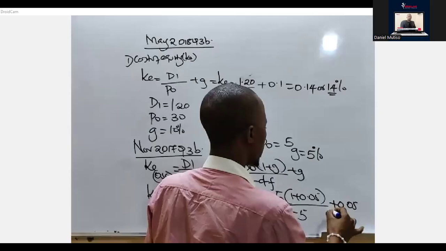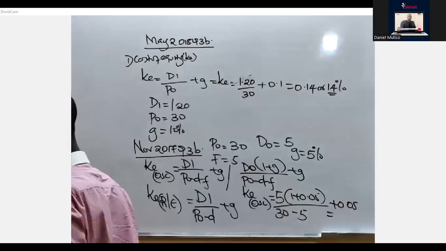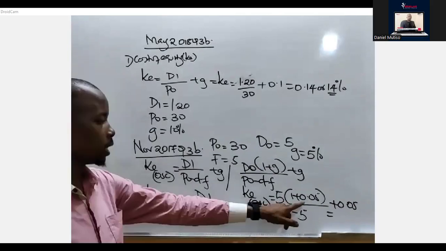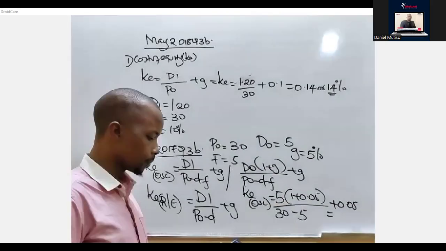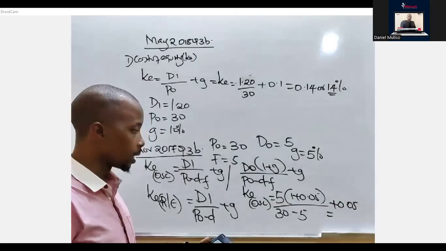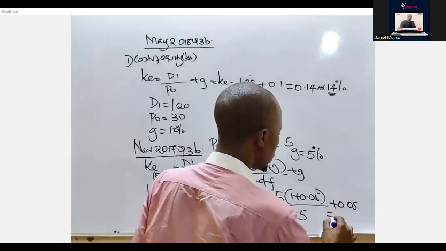So how much is this? In this case, 1.05 multiplied by 5, you divide it by 24, then plus 0.05, getting around 26%.